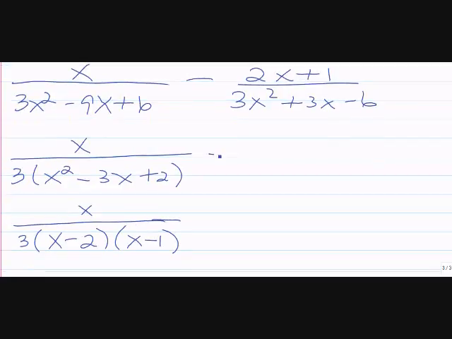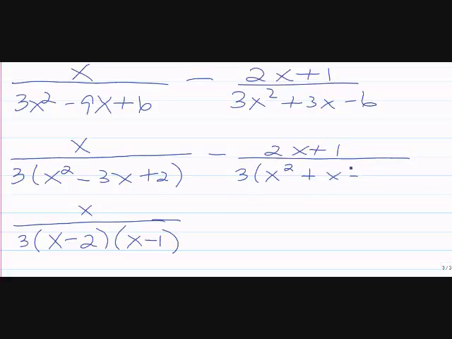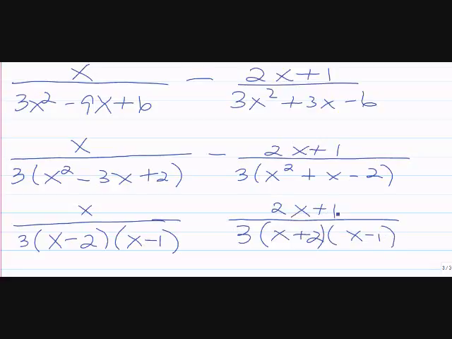Let me factor the one on the right. 2x plus 1. And it usually does not help to factor the numerator. So don't bother. If the numerator needs factoring, don't bother doing it. It just makes for more work in the end, generally. So I'll factor out a 3 on this one and get x squared plus x minus 2. Two numbers that multiply to give me negative 2 and add to give me positive 1 are x plus 2 times x minus 1. Okay.